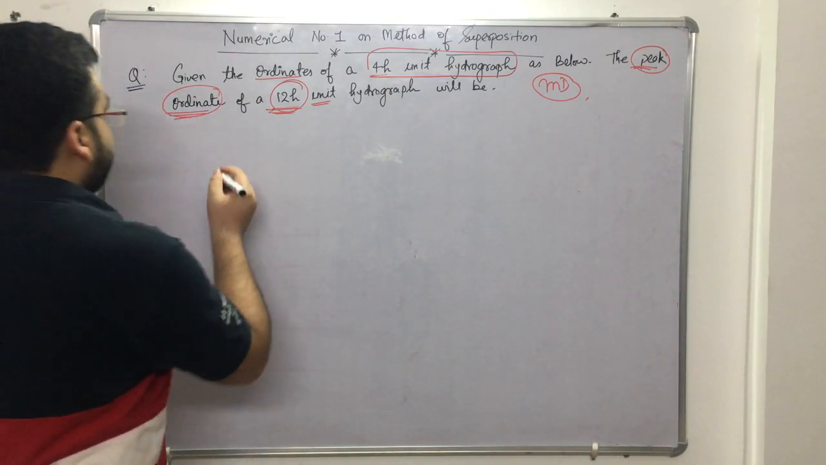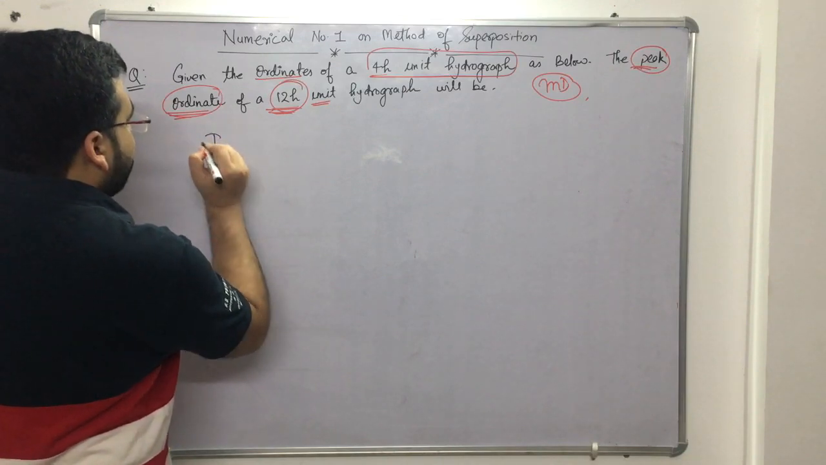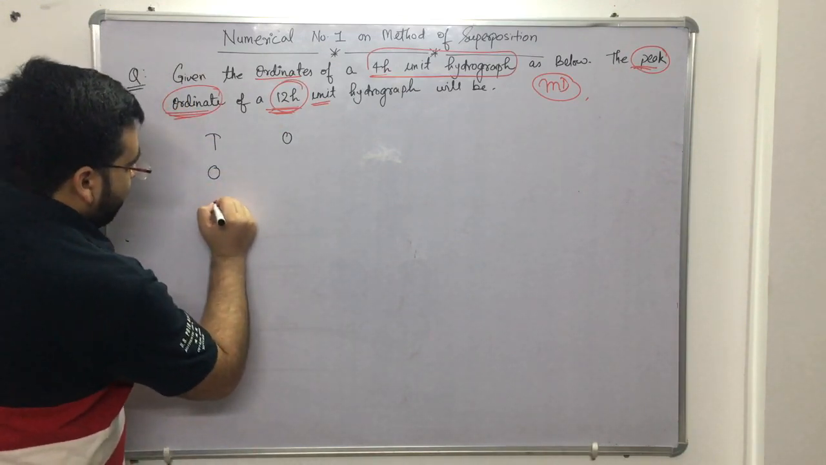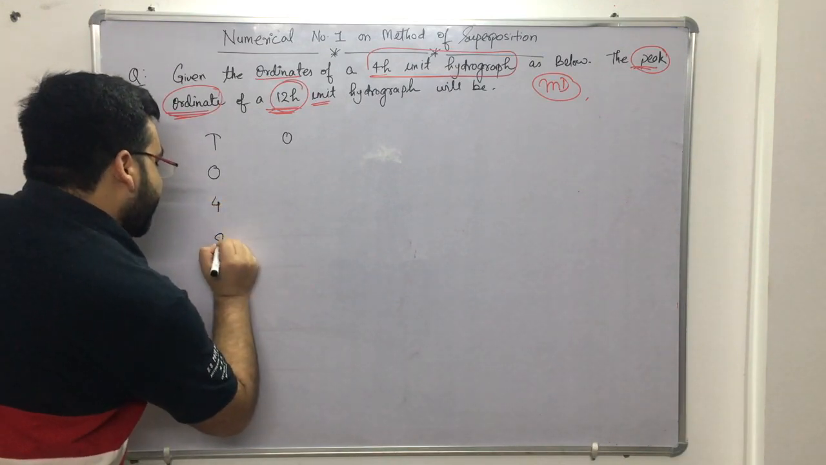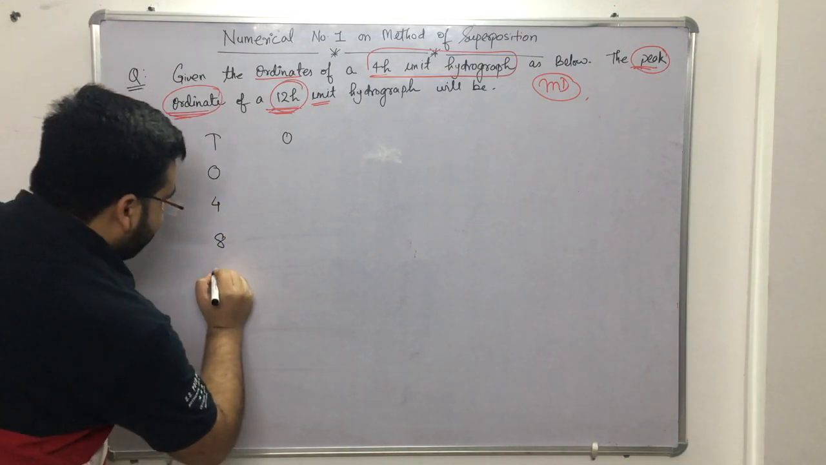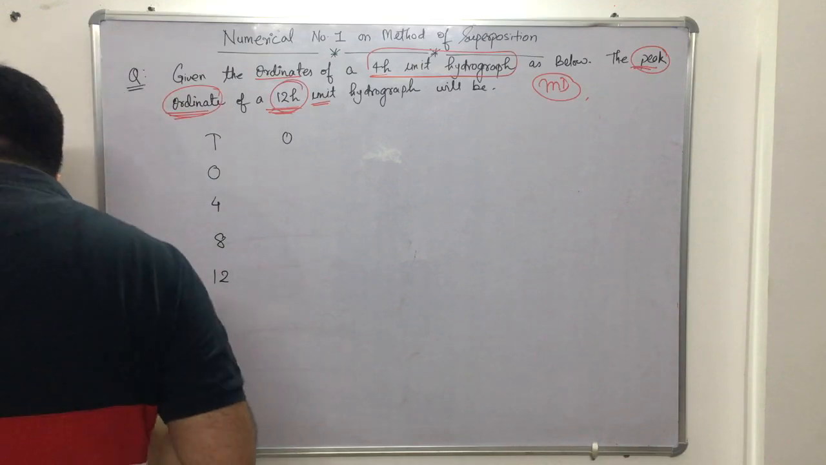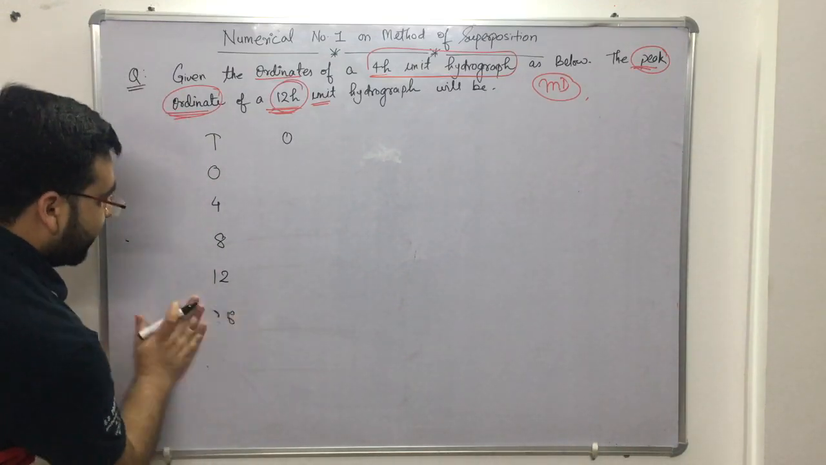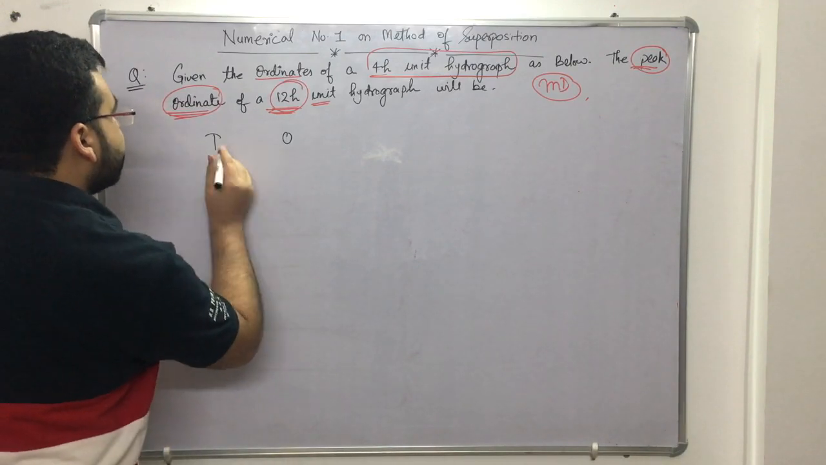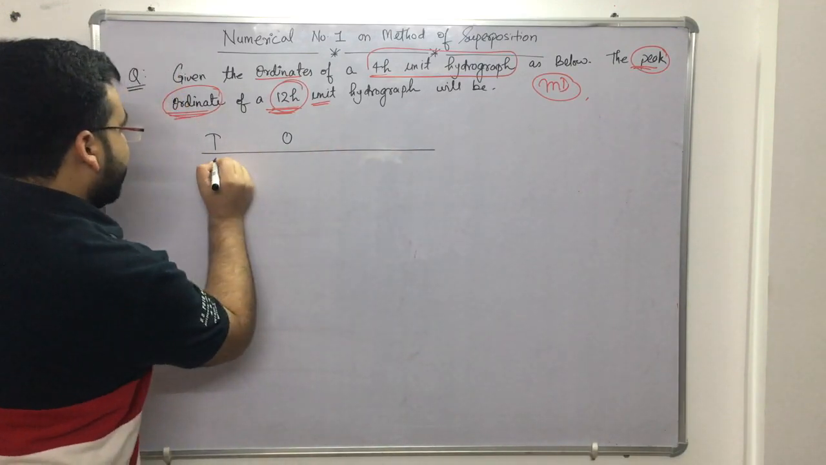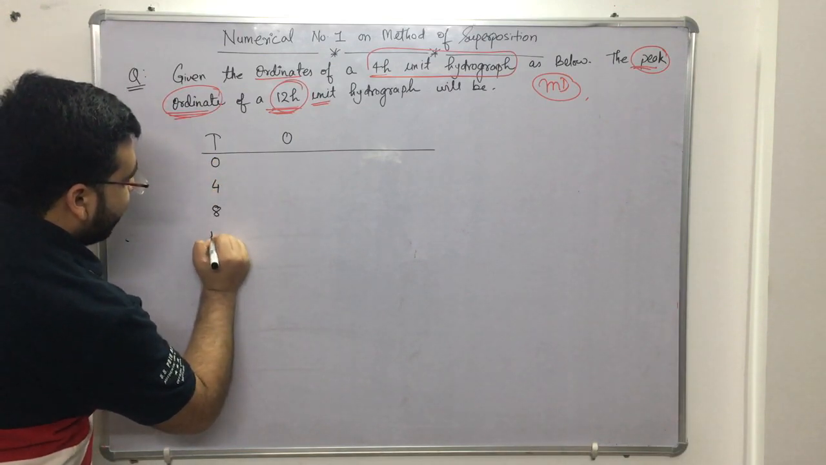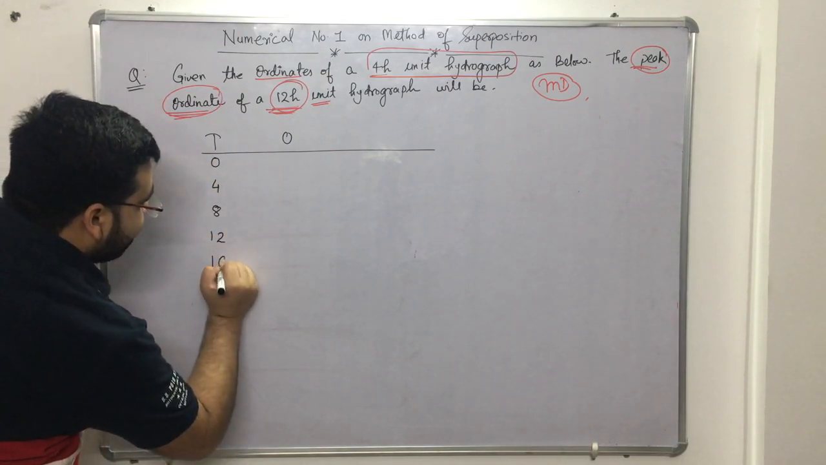So first of all was time, then we had the ordinates. So time was 0 hours, 4 hours, 8 hours, then we had 12 hours, and we also had 16 hours, right? So let me write it like this: 0, then 4, then 8, then 12, and then 16 hours.